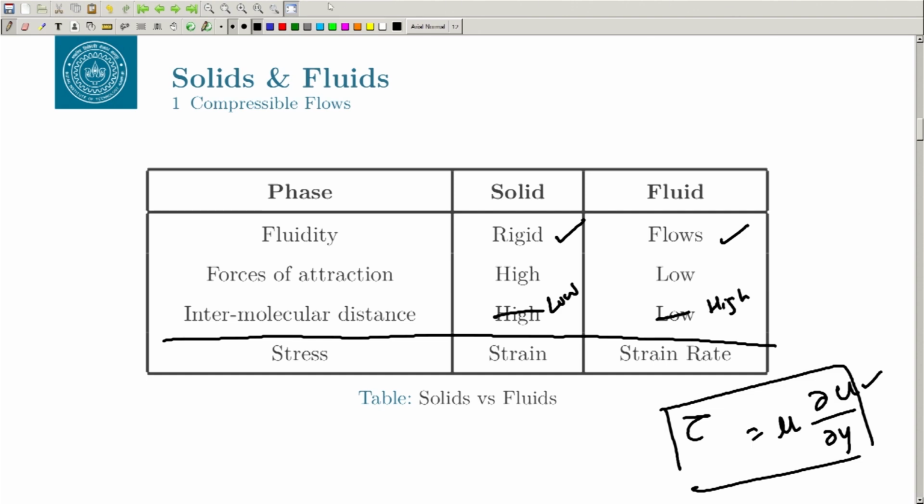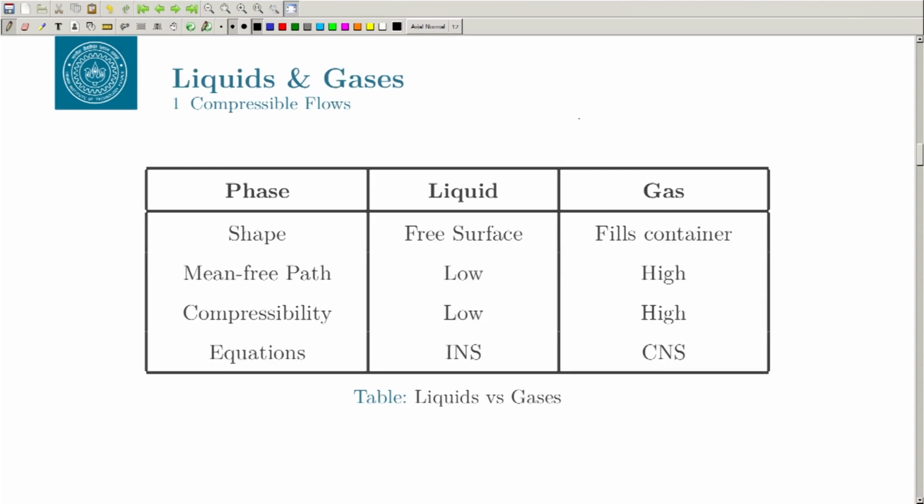Okay. Now, we will see the difference between the liquid and gas. After understanding how the fluids are different from the solids, let us look at how, within fluids, the gases differ from the liquids. So, one difference that we saw is that the liquid basically has the free surface, and gas basically fills the container. That is one difference we already saw.